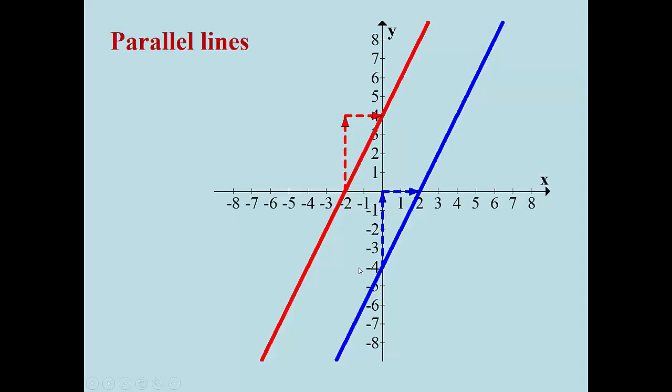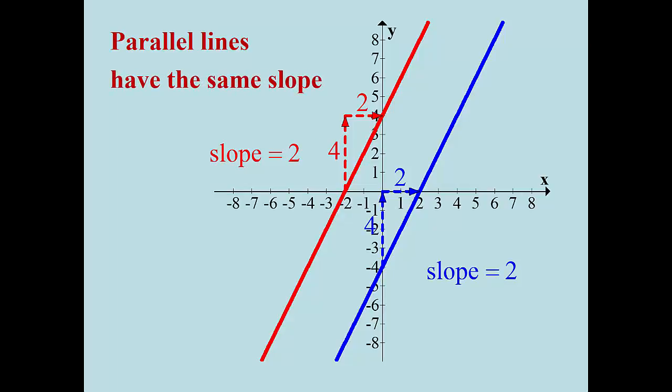Now on these 2 lines, you can see the word in the upper left. These are called parallel lines. The red line has a slope of 2. The blue line has a slope of 2. Parallel lines have the same slope.